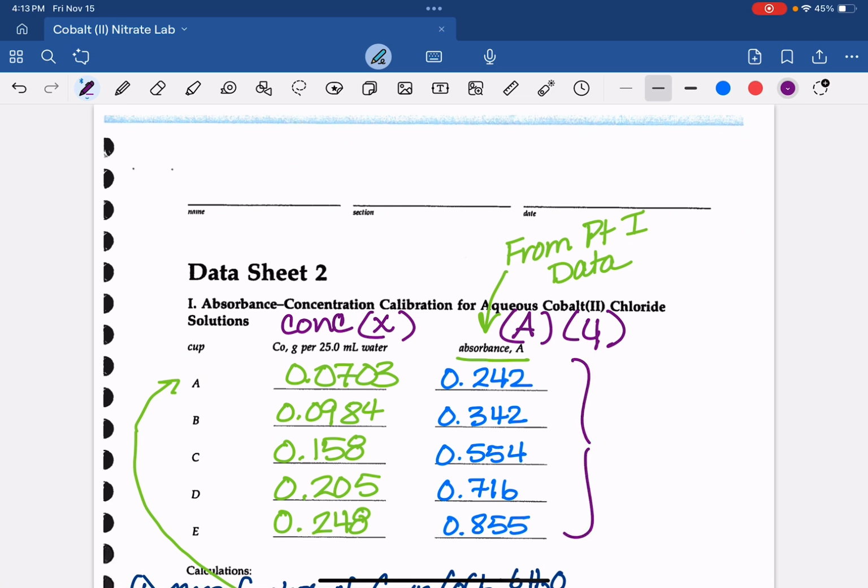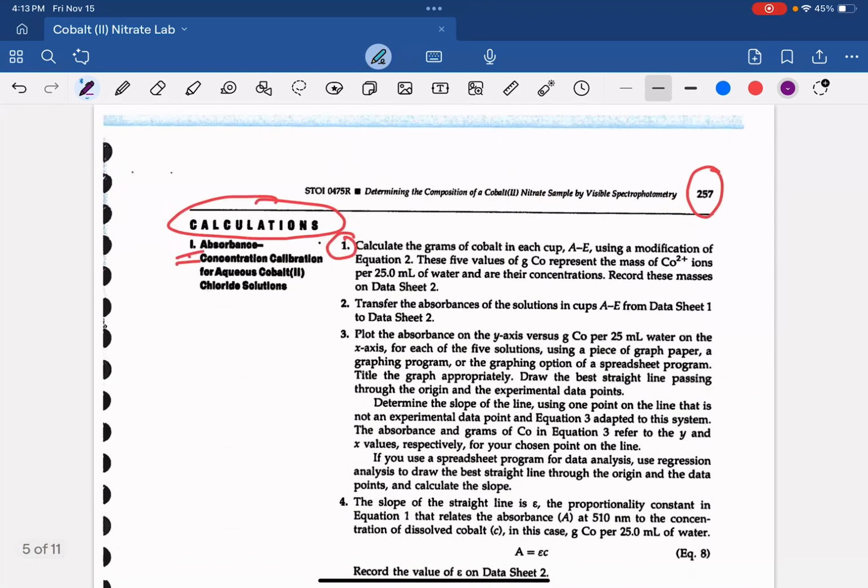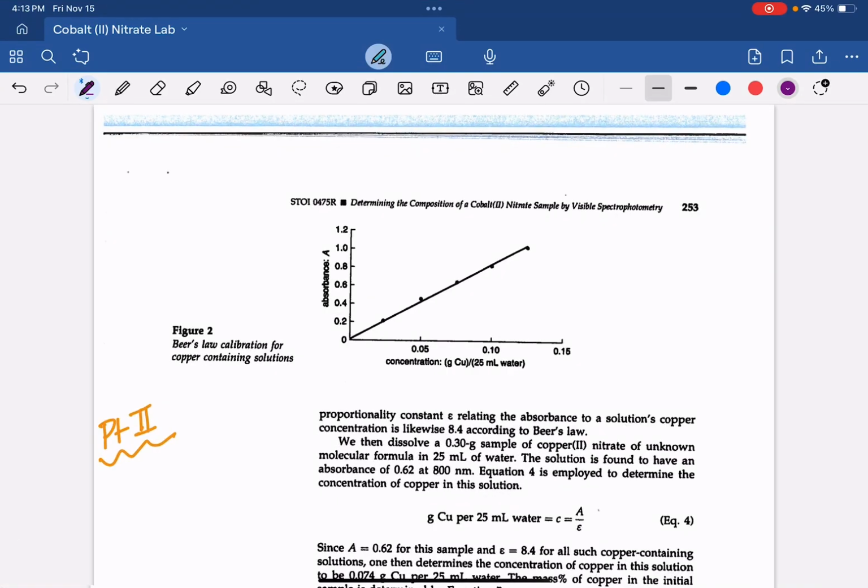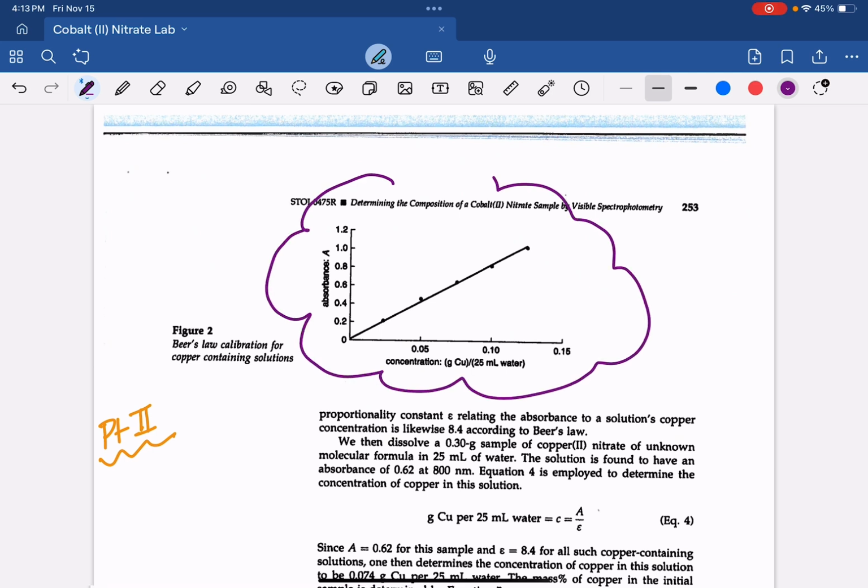So plot these. Remember, as you're plotting them, you have to do not only the graph by hand, but you also have to do it by Excel. So you have to do it by both. Now, what is that going to look like? This is what your graph should look like, using the example in the lab itself on page 253.